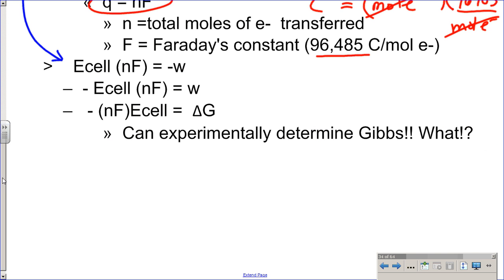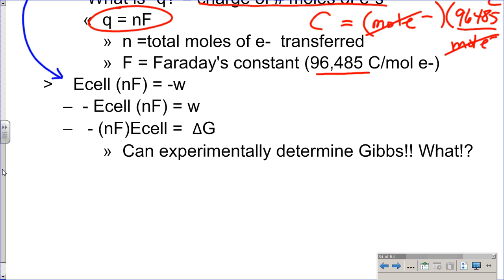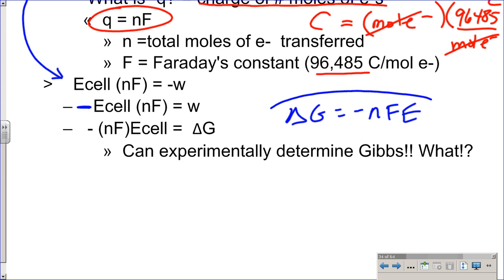So I took my negative W, so then I have negative E cell times NF is equal to W. Then W is work, which is Gibbs free energy. So Gibbs free energy is equal to negative NFE. NFE, that's how I've always remembered it. I have it written with E cell first, but I rearranged it so it looks like what you get on your reference table. So this is a good equation that allows you to actually do something you've never been able to do before.